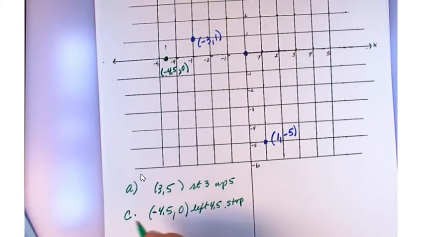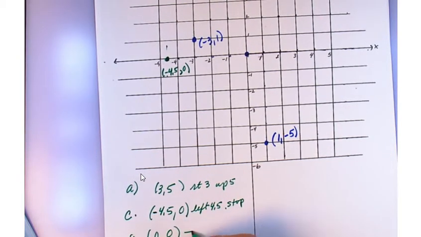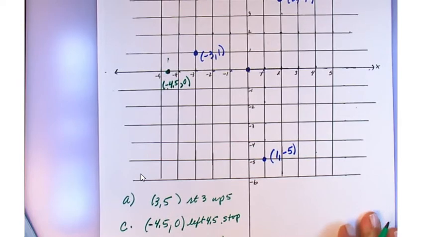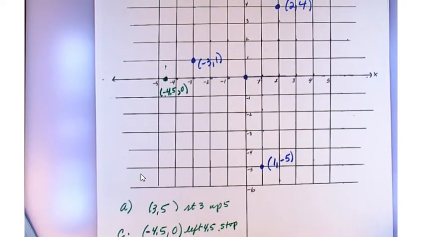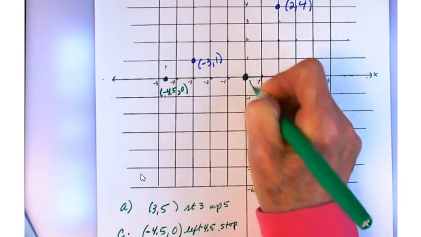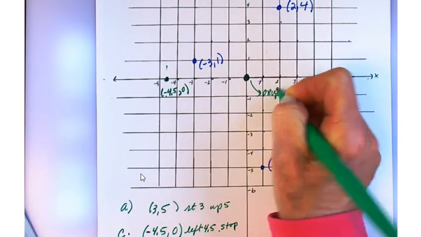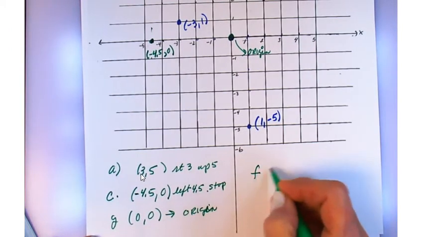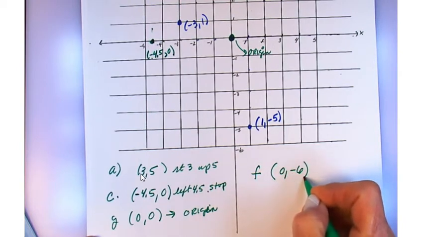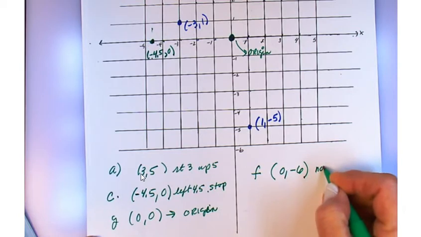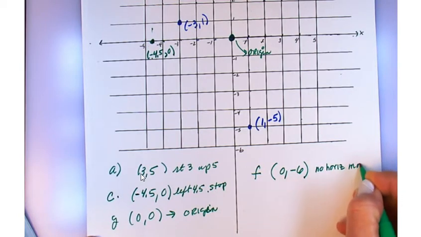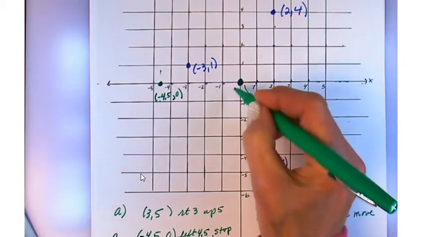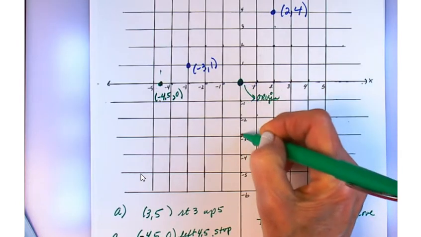And then G, this 0, 0 is what we call the origin. And it tells me do not move right or left. It tells me to not move up or down. And it's right here. This is the origin, 0, 0. And then F is 0, minus 6. This tells me no horizontal move. And then it says down 6. So do not move right or left. 1, 2, 3, 4, 5, 6.